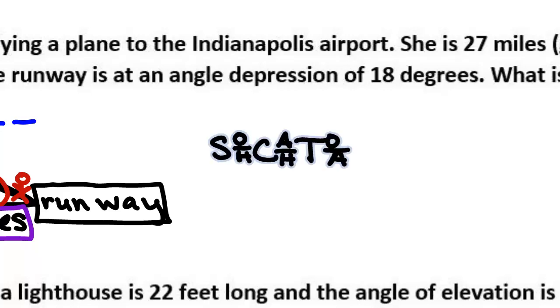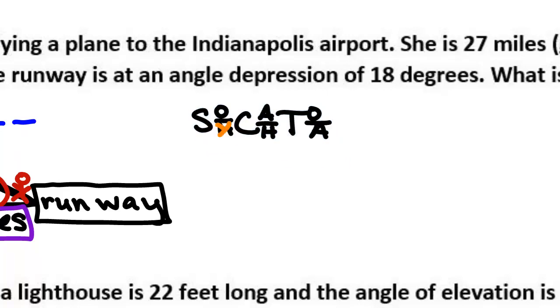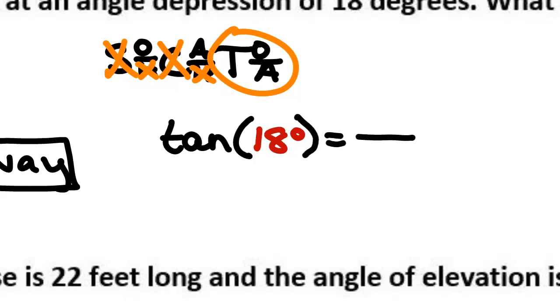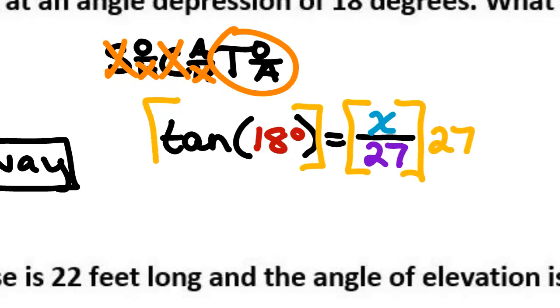So SOHCAHTOA, we do not have the hypotenuse, and we're not trying to find it. So we're not using sine, we're not using cosine. It means we're going to use tangent. So tangent of our angle, which is 18 degrees, is equal to opposite over adjacent. Opposite is what we're looking for. Adjacent is 27 miles. So then we're going to multiply both sides by 27 because that is our denominator. It's going to cancel my denominator here, leaving the x all by itself over there on the right-hand side.